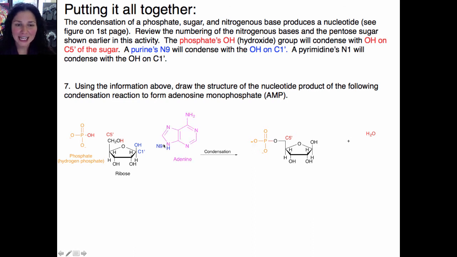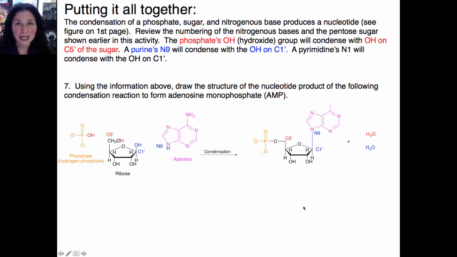Here's adenine and here's nitrogen 9. I've labeled it here. And the hydrogen on this nitrogen will be removed and combined with the alcohol on the anomeric carbon to form water, and a new bond between the anomeric carbon and N9. Here I've labeled N9 again for you. Notice that I make an additional water molecule through this condensation reaction.